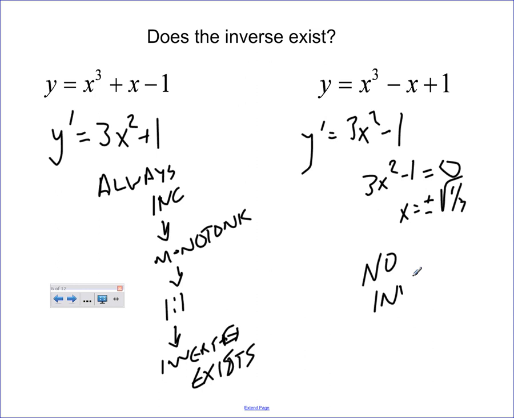So if I take a derivative and I can find critical numbers, which would be an indication that I changed from increasing to decreasing, then the inverse is not going to exist.